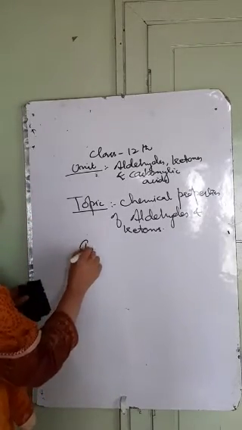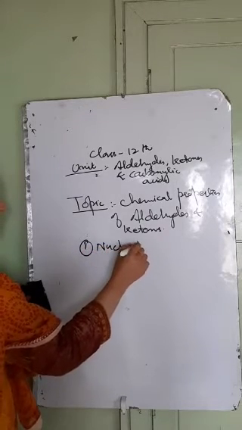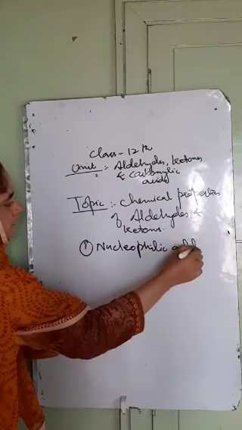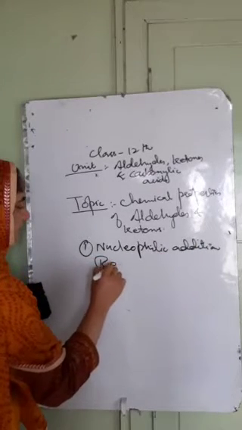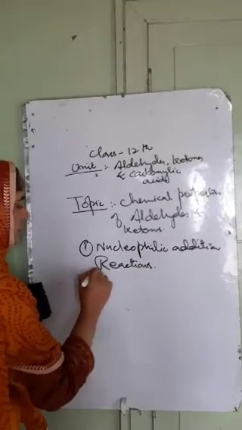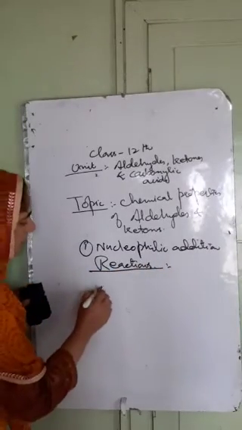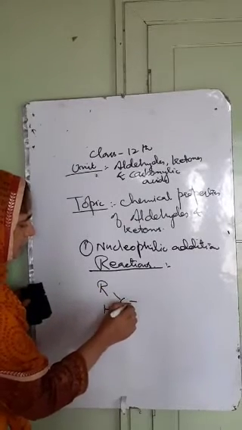That is number first, the nucleophilic addition reactions of aldehydes and ketones. Nucleophilic addition reactions. So we have the CH and C=O.